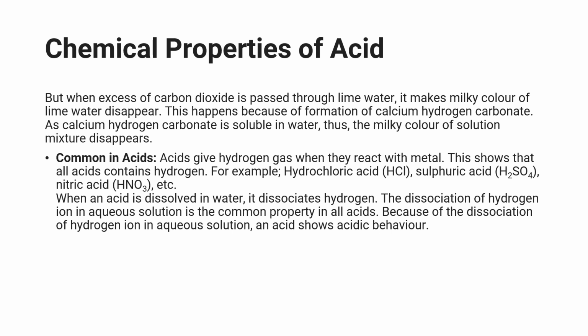What is common in acids? Acids give hydrogen gas when they react with metal. This shows that all acids contain hydrogen. For example, hydrochloric acid, sulfuric acid, nitric acid, etc. When an acid is dissolved in water, it dissociates hydrogen ions. The dissociation of hydrogen ions in aqueous solution is the common property in all acids. Because of the dissociation of hydrogen ions in aqueous solution, an acid shows acidic behavior.